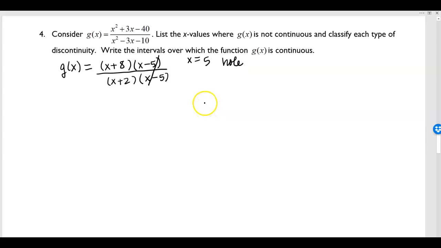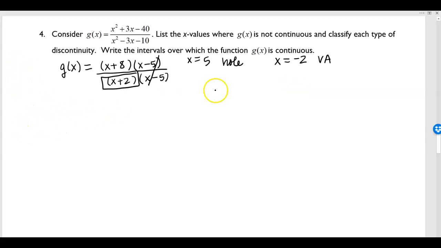The other thing I want to look for is where this graph would be undefined and have a vertical asymptote. That would be factors in the denominator that do not cancel out. Factors in the numerator that don't cancel out are x-intercepts, but in the denominator, they're vertical asymptotes. So at x equals negative 2, the 0 of that factor, there's a vertical asymptote.